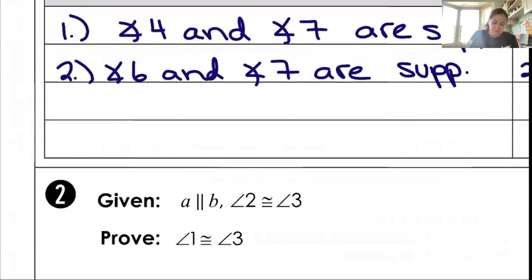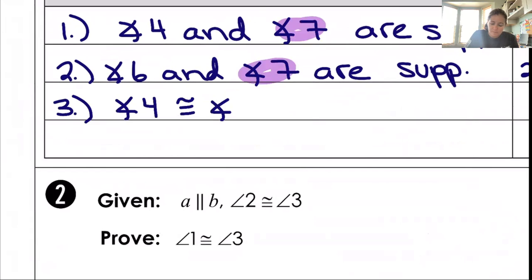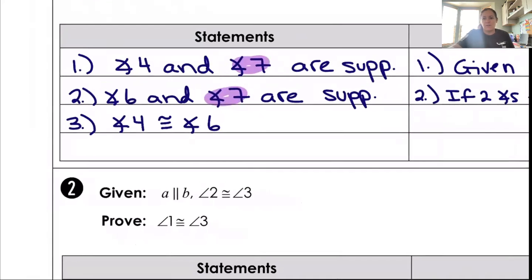All right, and this one we've seen before. This next one: if 4 is supplementary to 7, and 6 is supplementary to 7, then 4 has to be congruent to 6. And that's because, if you remember from the previous unit, it's your congruent supplement theorem. If two angles are supplementary to the same angle, then they are congruent. Again, I don't know if you see me, but it's on the back of this page under congruent supplement theorem.